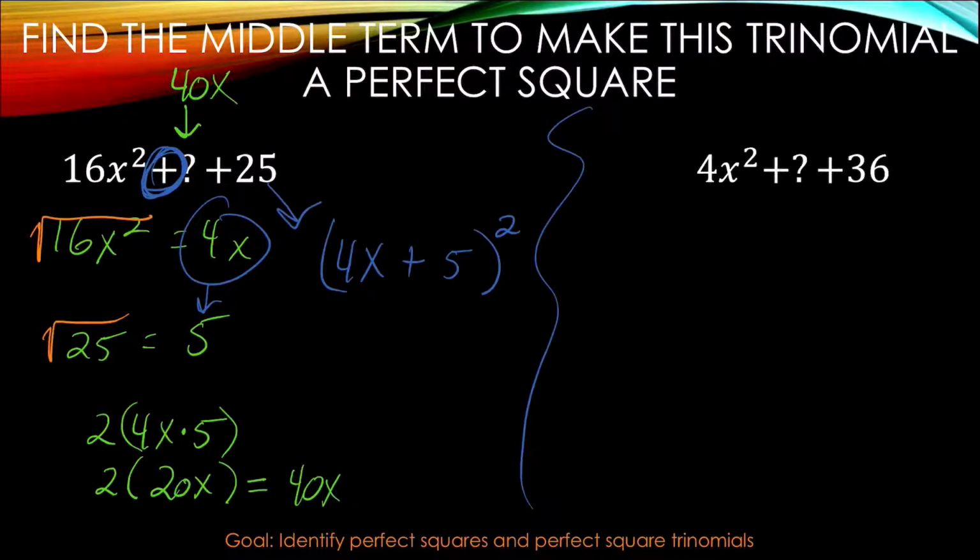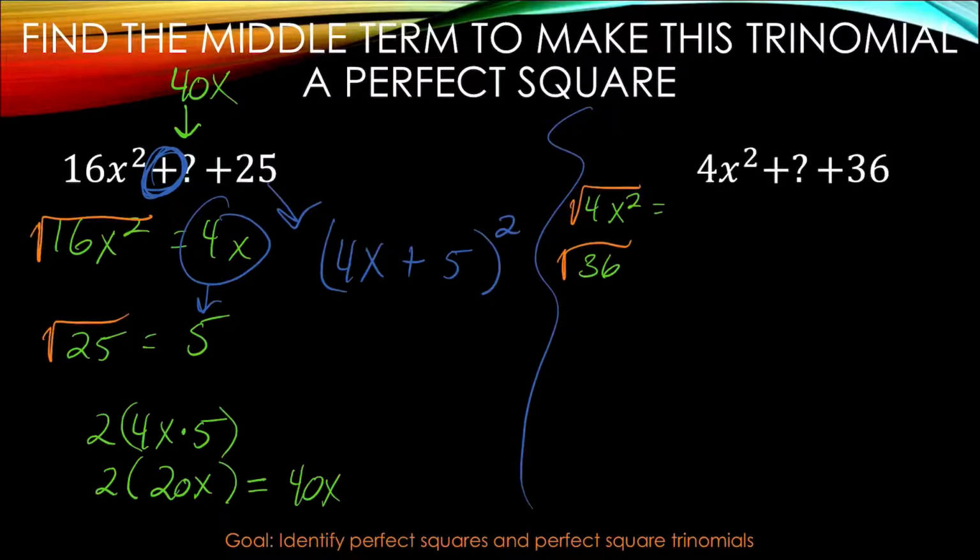Okay, I want you to try this next one. So pause the video, give it a try. 4x squared plus some number plus 36. All right, here we go. Let's try it out. So I'm going to take 4x squared and 36. I'm going to take the square root of each of these. Square root of 4x squared is 2x. Square root of 36 is 6.